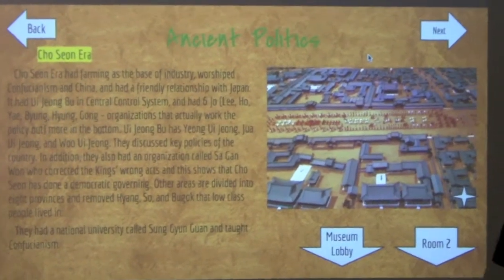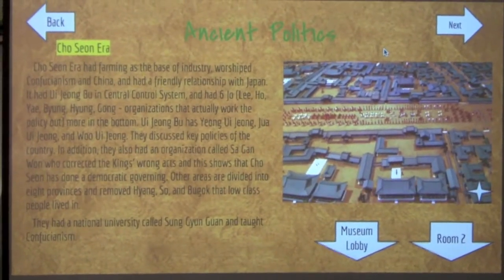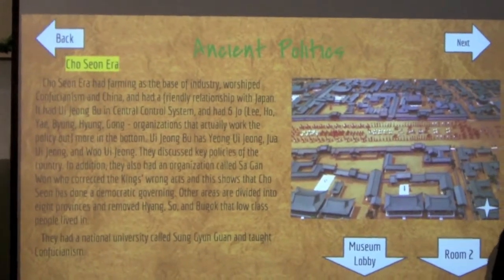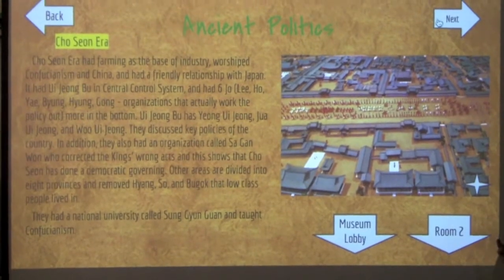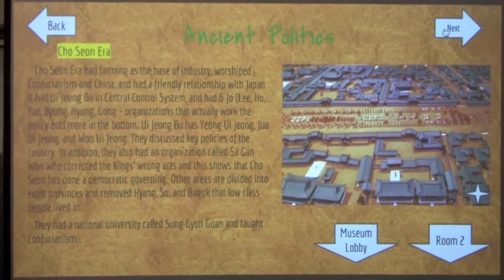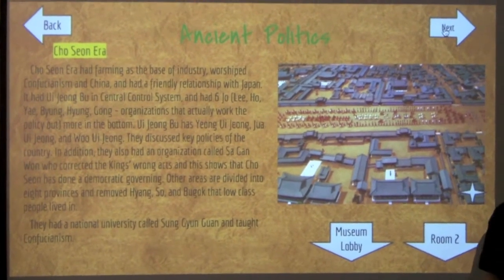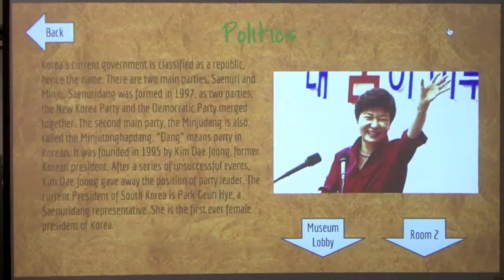The next is Joseon era. So not only does the picture show the artifacts and the buildings, but it also shows the culture and the government issues and how it worked. The Joseon era had farming as the base of industry. That's a part of not only economy but politics.